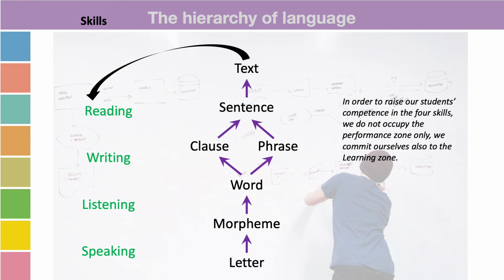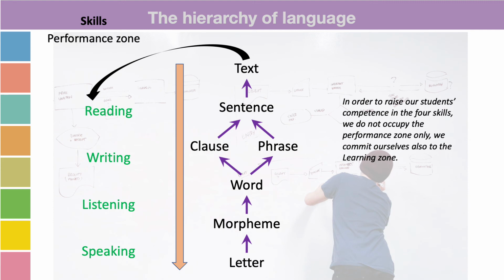Working from the top, text. We are in our skills zone. Students are performing the acts of reading and writing and speaking and listening. When we are doing the 4 skills, we are working at the text level of the hierarchy.